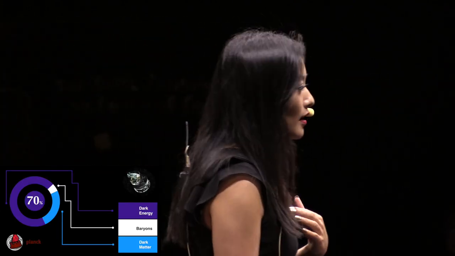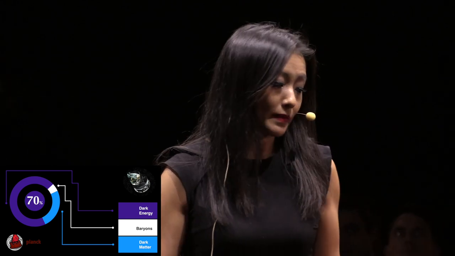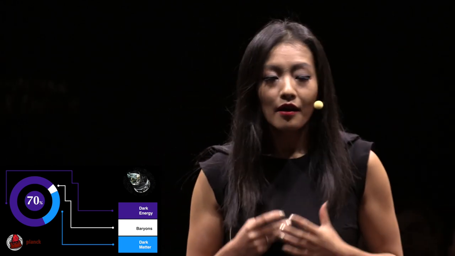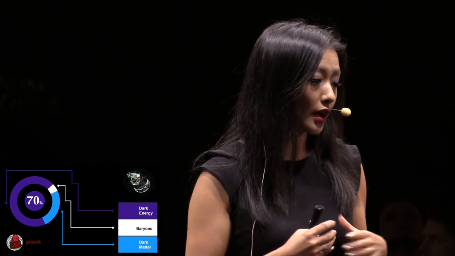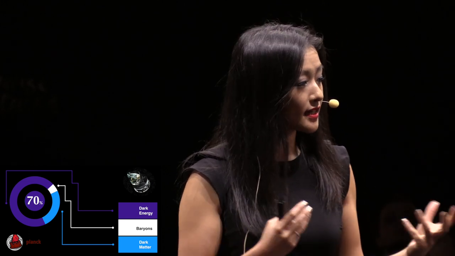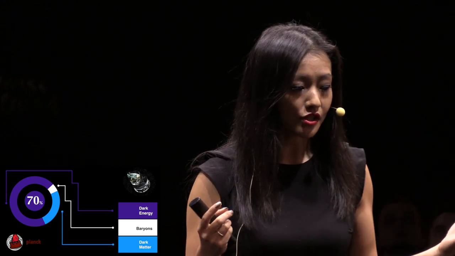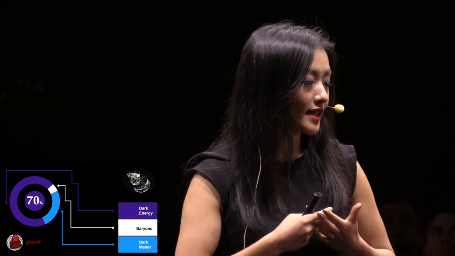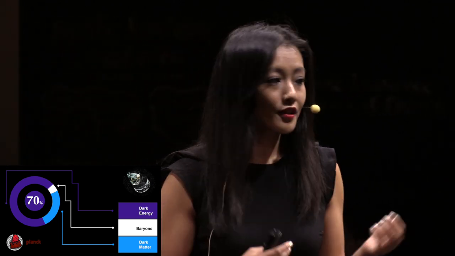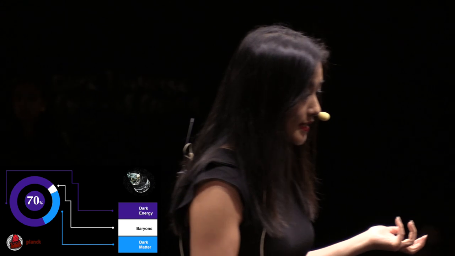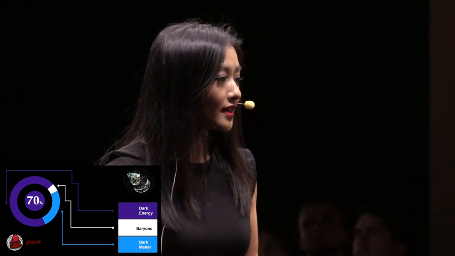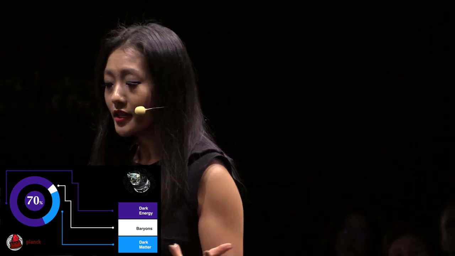Today, with ESA's Planck telescope, for example, we know very well how much dark matter and dark energy is in our universe. So in the universe as a whole, there's about 70% dark energy. This is the mysterious energy that is allowing our universe to expand at an accelerating rate. 5% of our universe is in baryons, so stuff that makes up you and me, for example. And 25% of the mass is dark matter. So a huge amount of mass of the universe is dark matter.